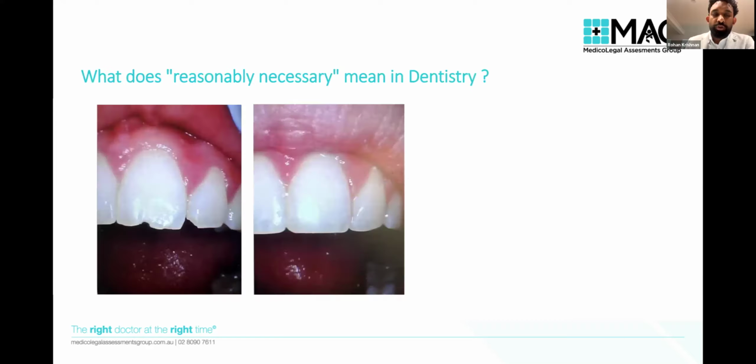actually, I might skip forward to it, is this one here, where you've got a chipped tooth or two chipped teeth from a direct trauma. Now, is this reasonably necessary to fix? Well, yes, we're returning that person to their pre-injury state. So I guess you could say it is reasonably necessary if you're able to find the factors that prove conclusively that the workplace injury was actually the cause of these two teeth being chipped.